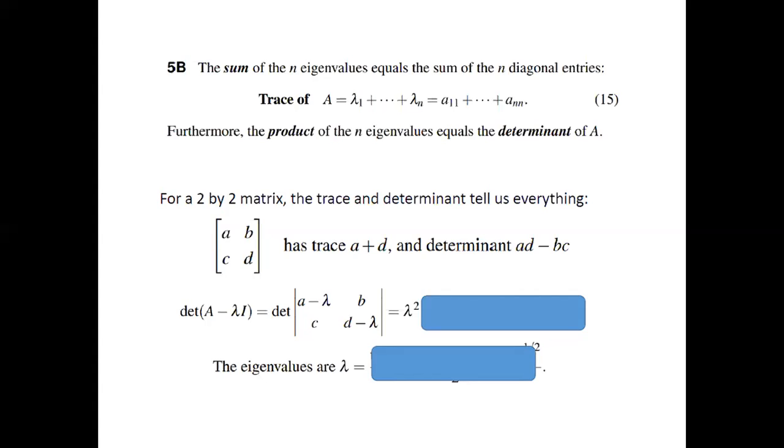plus so on till ann, which is the nth entry of the nth row and nth column. So if you have [a, b; c, d] as a 2 by 2 matrix, then its trace is nothing but a + d, the main diagonal, and the determinant we all know is ad - bc. So let's see how we can find the trace in the given problem. I'll go back to the PDF again.